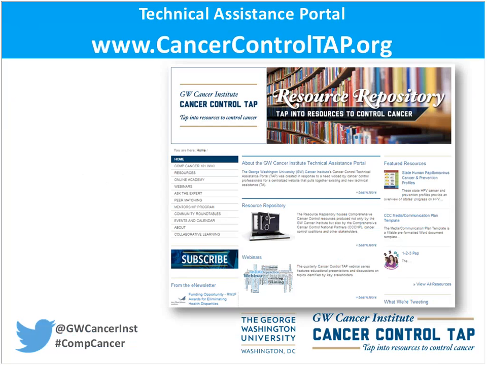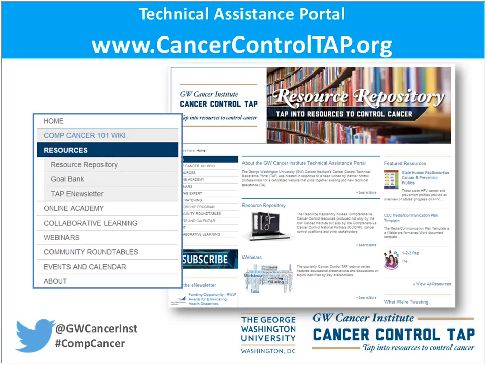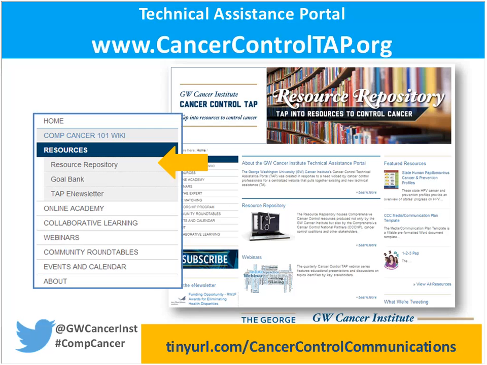So after this whirlwind of how to evaluate your social media campaigns, where should you go to get started? There are plenty of resources out there to help you get started. The Technical Assistance Portal at the cancercontroltap.org is a website dedicated to coordinating and communicating technical assistance available to comprehensive cancer control professionals. We have a searchable and filterable repository of resources produced not only by the GW Cancer Institute, but also by the Comprehensive Cancer Control National Partners, Cancer Control Coalitions, and other stakeholders.